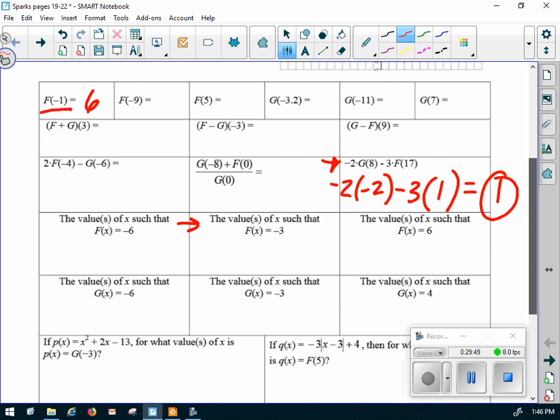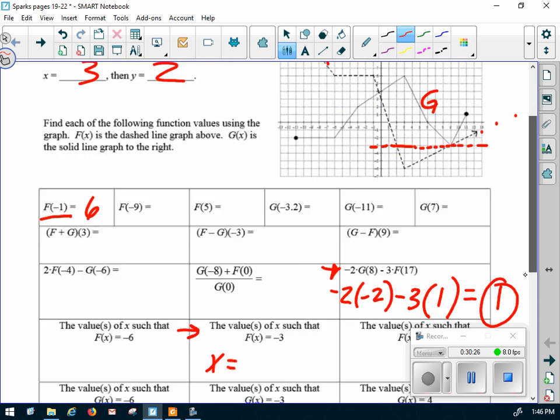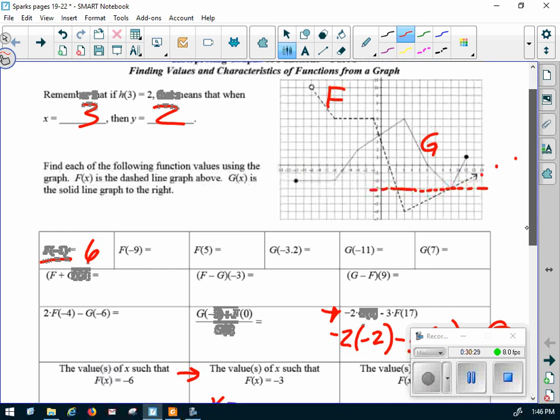Let's look at this one. The values of x such that f of x is -3. What am I looking for on the graph of f? Right. When does y equal negative 3? Now remember, we're on the f of x, so we're on the dotted one. When does... 2? Two and 9? Yeah, I think 2 and 9. Is it 2 and 9? Yep.